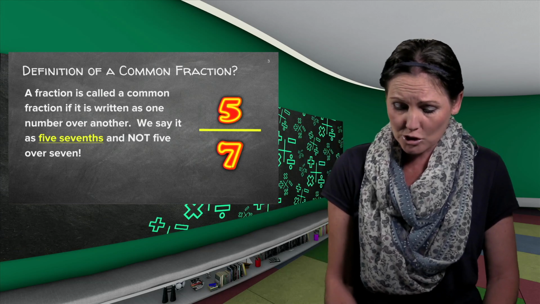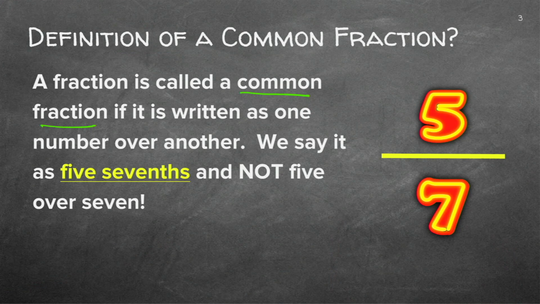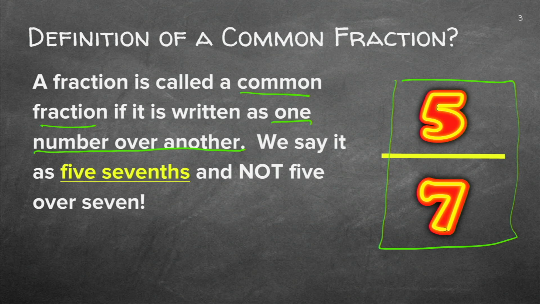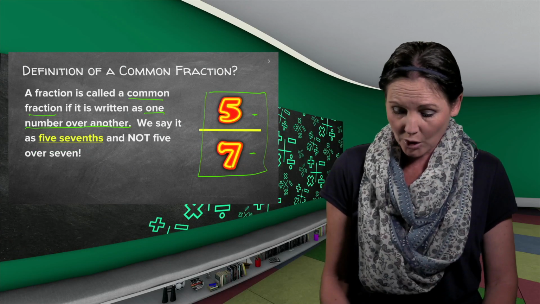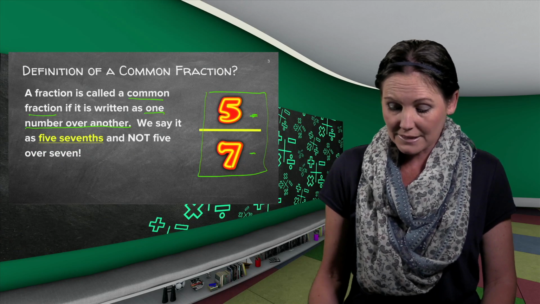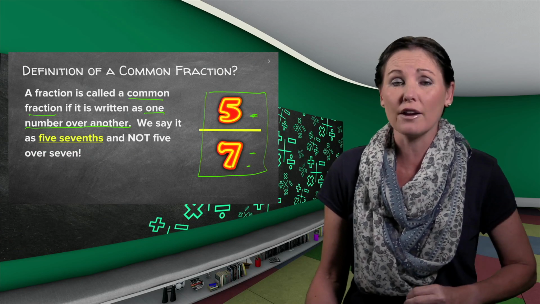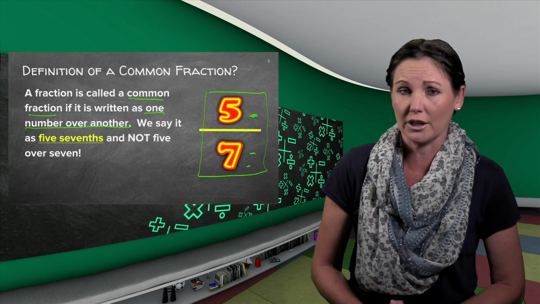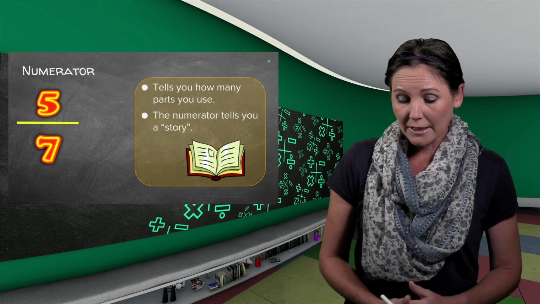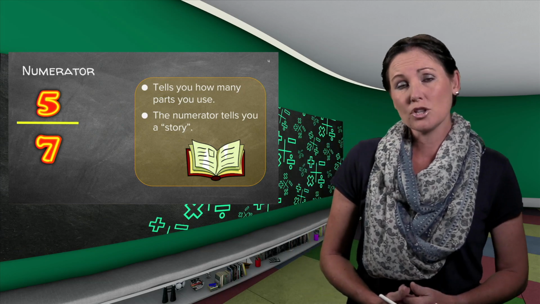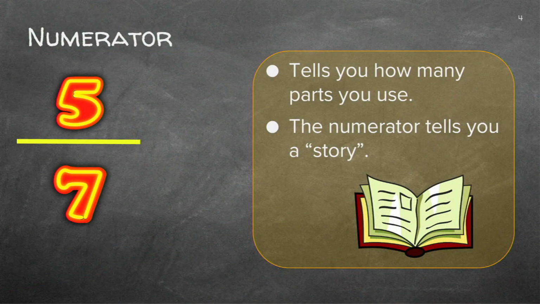A fraction is called a common fraction if it is written as one number over another. Here you will see on the side, it is one number over another number. So it's written as one unit. We say it as 5 over 7 and not 5/7 like you used to in grade 3. Let's look at the top number. The top number we call our numerator.